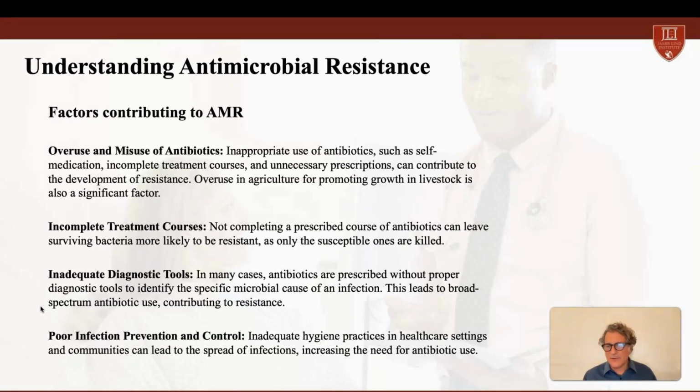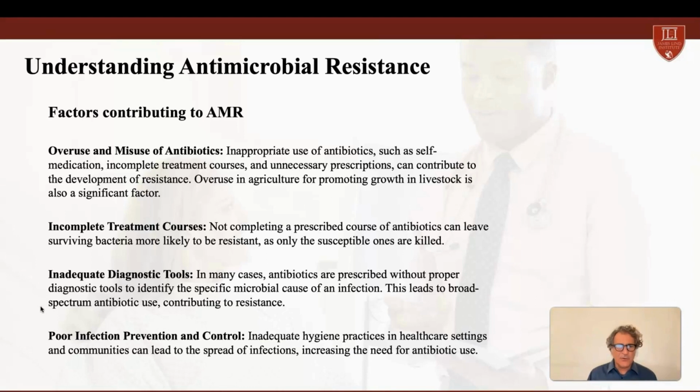Now let's have a look at the factors, because this lecture is not about medicine, not about biology applied to medicine, but much more about policy and the approach of the healthcare sector to antimicrobial resistance, and how we can manage it. The factors that contribute, as you already saw, are the overuse and misuse of antibiotics. There are also incomplete treatment courses: not completing a prescribed course of antibiotics can leave surviving bacteria more likely to be resistant. So there is another problem, not just misuse or overuse.